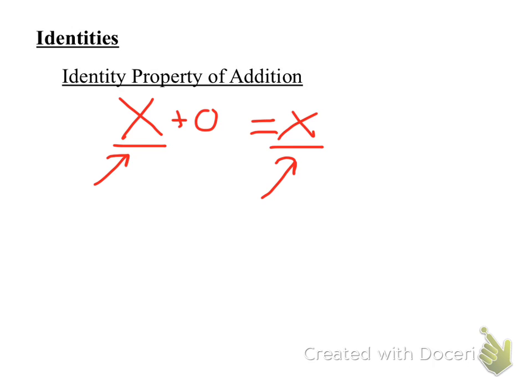Identity property of addition. When I start out with an x, what is the only thing I can add to it that will not change its value? I can add a 0. And I still get the same identity, x. So what I start with is what I finish with. That's the identity property. Since I add 0, that 0 has a special name. We call it the additive identity. Okay?